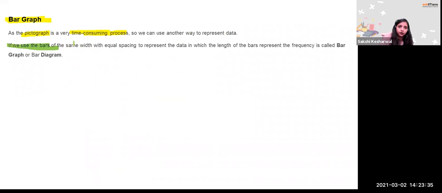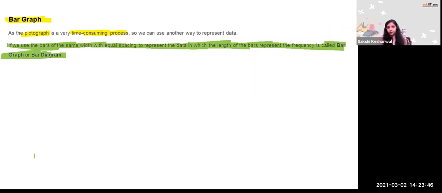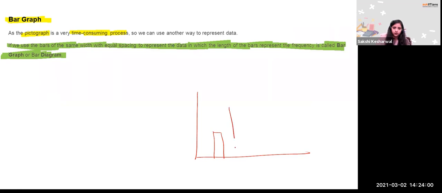We use bars of the same width with equal spacing to represent the data in which the length of the bar represents the frequency of the data, and it is called the bar graph or the bar diagram, right? You will see it in many places, in the movies or various other places, such type of tables where the bars are made like this. So these are representations. Making this is comparatively easy compared to the pictograph, right? It is a better version: instead of representing the data in the form of a pictograph, we use the form of a bar graph, right?